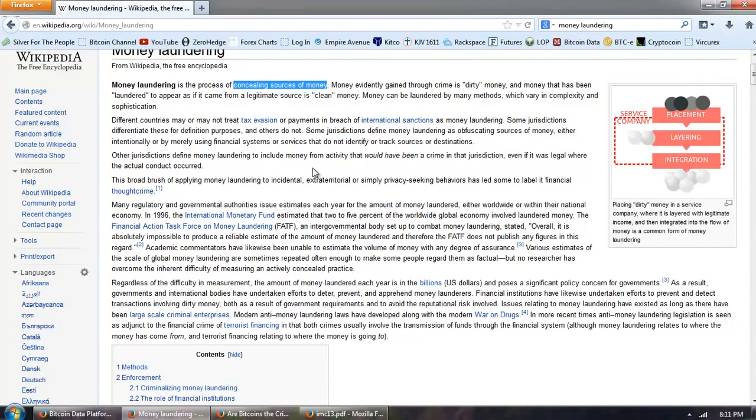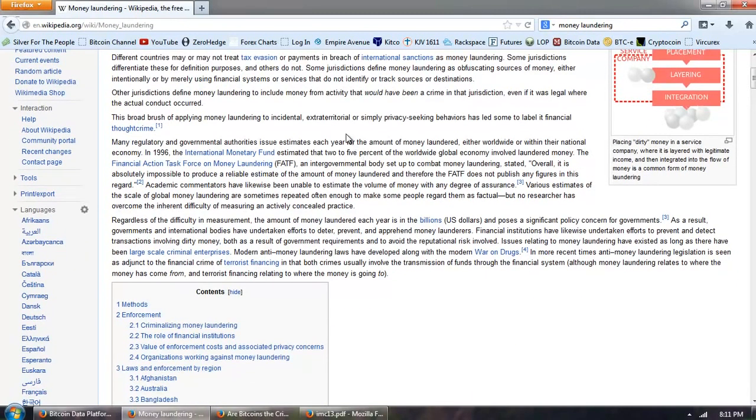Some jurisdictions define money laundering as obfuscating sources of money, either intentionally or by merely using financial systems or services that do not identify or track sources or destinations. Other jurisdictions define money laundering to include money from activity that would have been a crime in that jurisdiction, even if it was legal where the actual conduct occurred. This broad brush of applying money laundering to incidental, extraterritorial, or simply privacy-seeking behaviors has led some to label it financial thought crime.